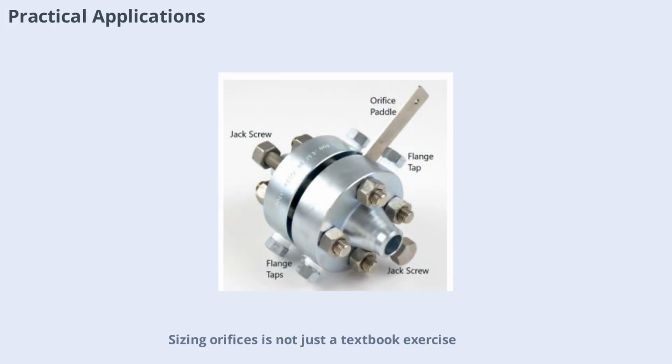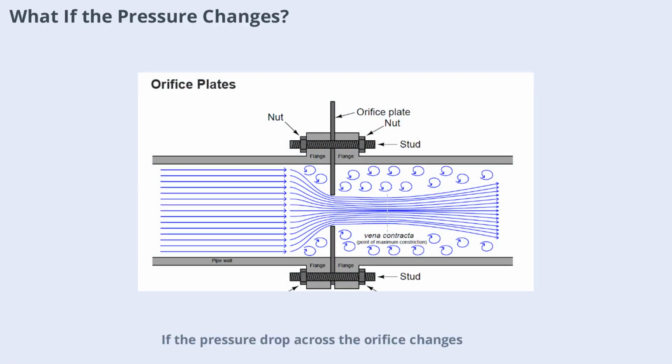Sizing orifices is not just a textbook exercise. It's used in designing water distribution systems, industrial processes, irrigation, and even in household plumbing. Understanding how to calculate the right size ensures efficient operation and prevents issues like excessive pressure loss or inadequate flow. If the pressure drop across the orifice changes, the required diameter will also change. Higher pressure allows for a smaller orifice for the same flow, while lower pressure requires a larger opening. This is why it's important to use accurate, real-world values when designing systems.